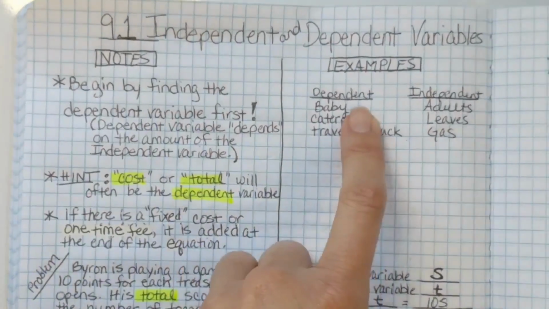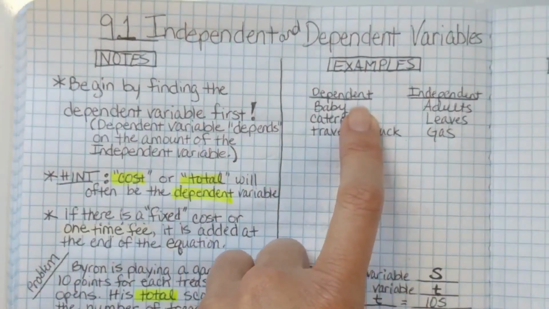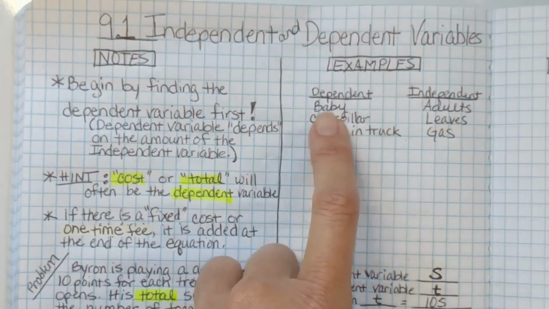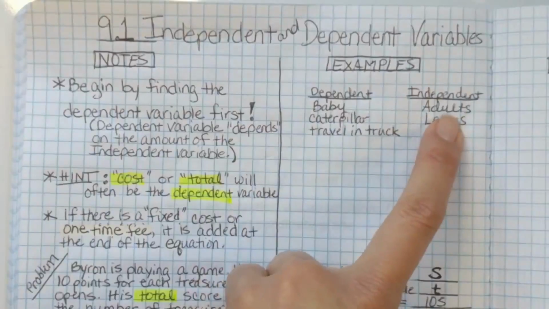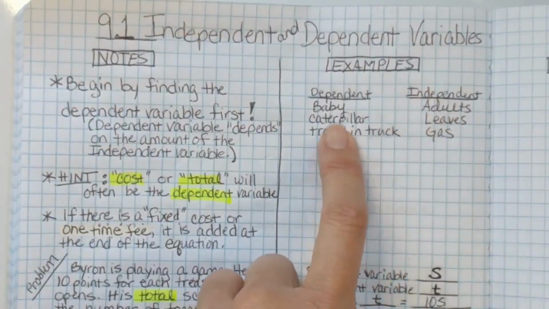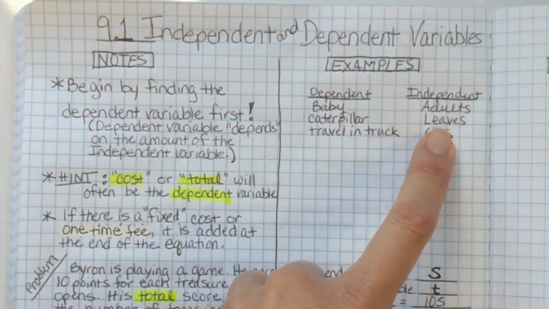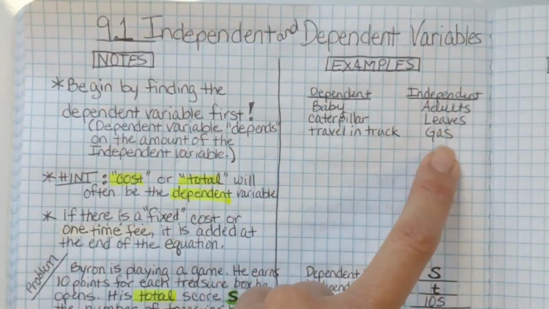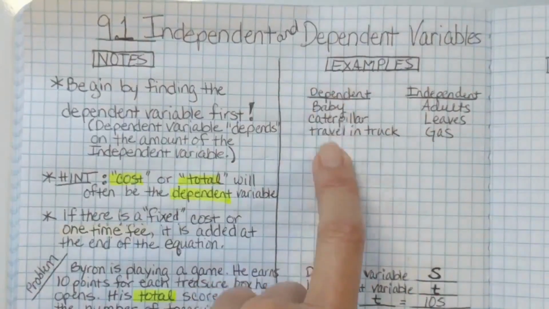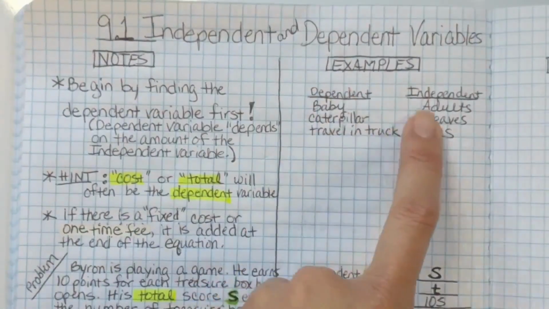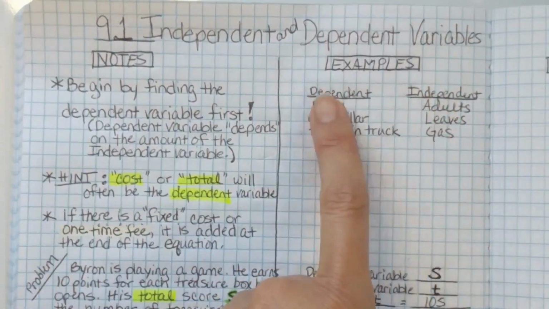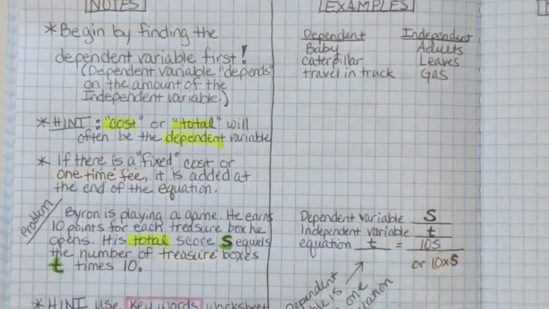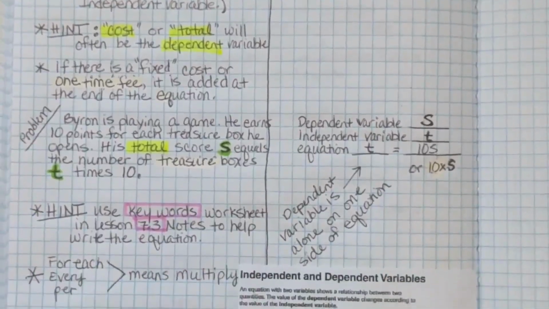All right, so here's some examples of some dependent and independent variables. When we began the lesson, the baby is dependent on its adults. The caterpillar was dependent on the leaves. How far I can travel in the truck depends on the gas. So these are the dependent variables. These control what's going to happen over here.